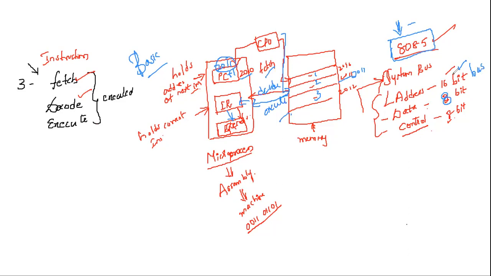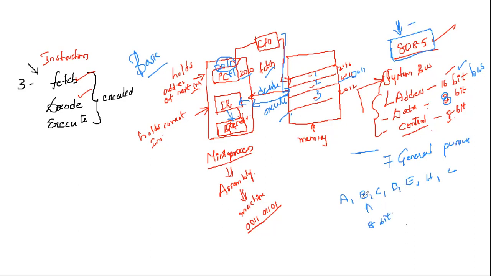In this 8085 microprocessor, we have 7 general purpose registers. What are the 7 general purpose registers? A, B, C, D, E, H, and L. Each and every register is of 8-bit.